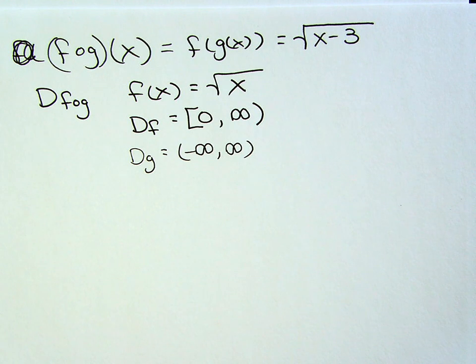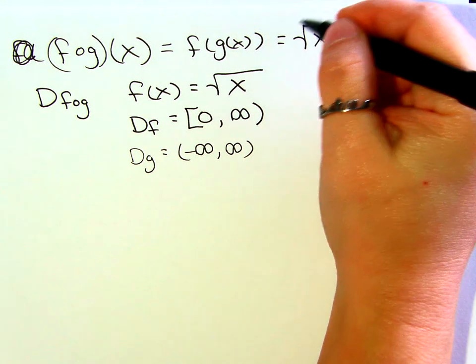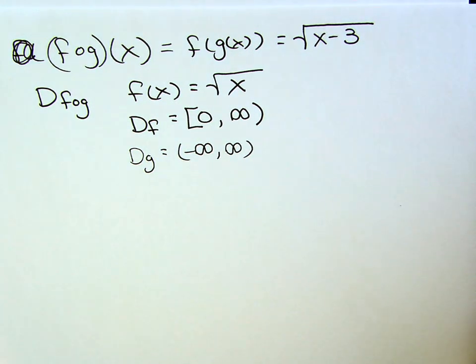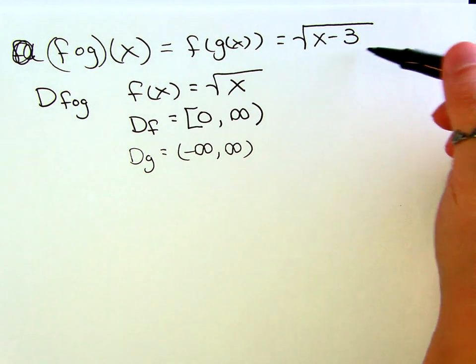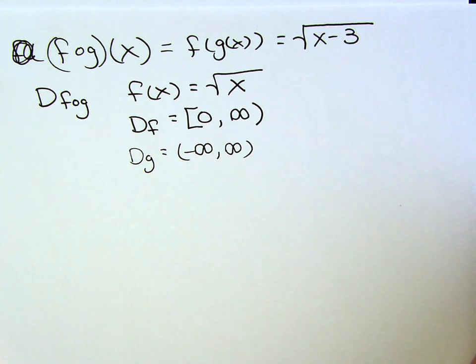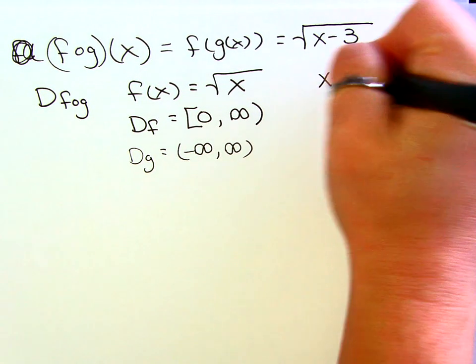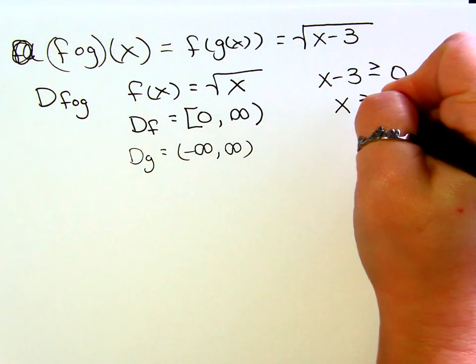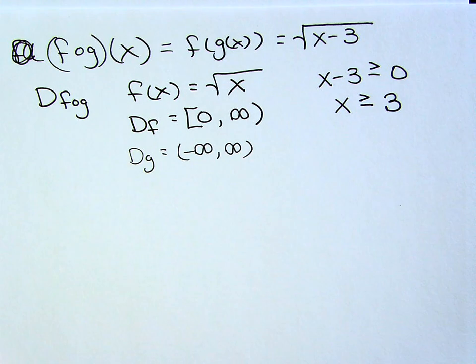So if we were looking at our f of g, where are we going to have problems? How do we find that? Like, what don't we want to happen underneath our radical? Right, we don't want it to be negative. So we want this x minus 3 to be greater than or equal to 0. That's what we want. So let's solve it and figure out what x values cause problems. So x has to be greater than or equal to 3. As long as x is greater than or equal to 3, we have no trouble spots.